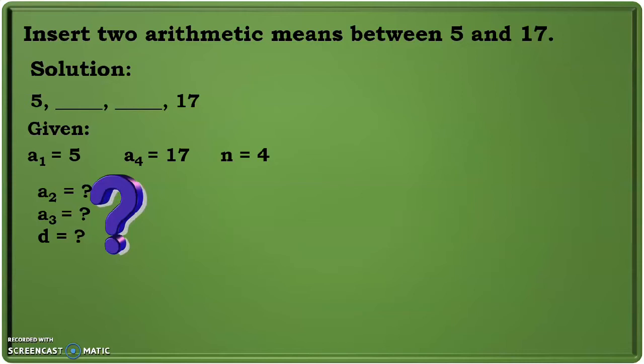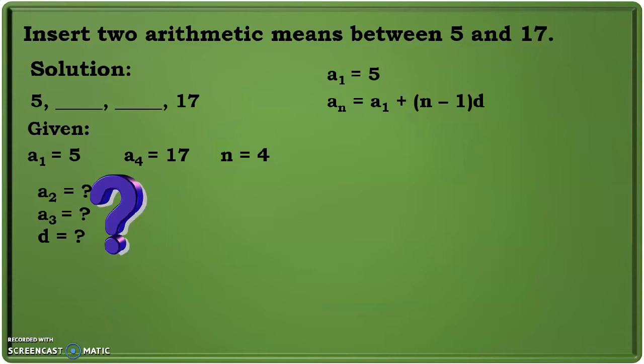And before finding that, of course, you have to find first the common difference of the given sequence. How do we do that? Since a sub 1 is equal to 5, use the formula for finding the nth term of an arithmetic sequence, which is a sub n is equal to a sub 1 plus the quantity of n minus 1 times d.